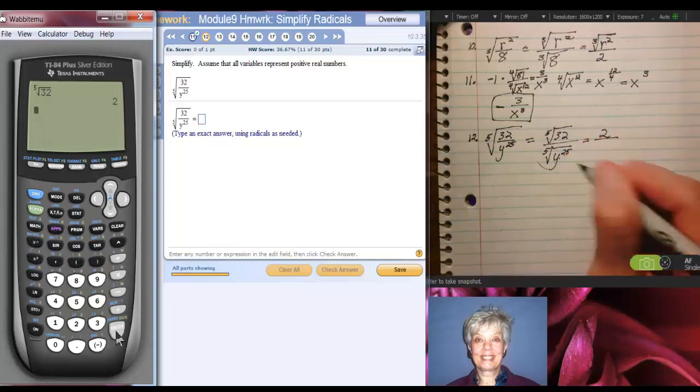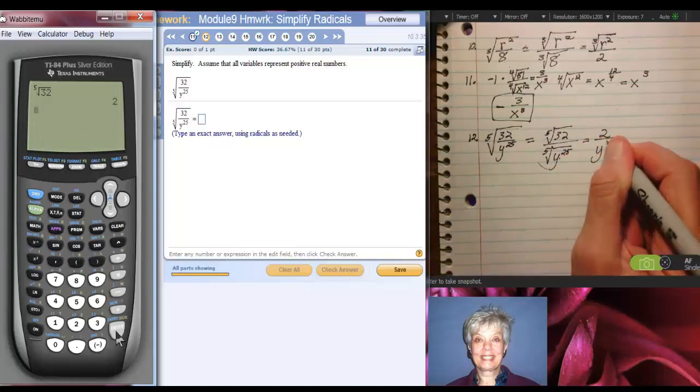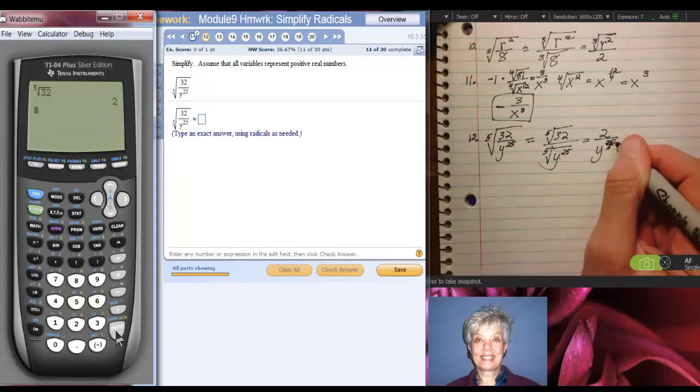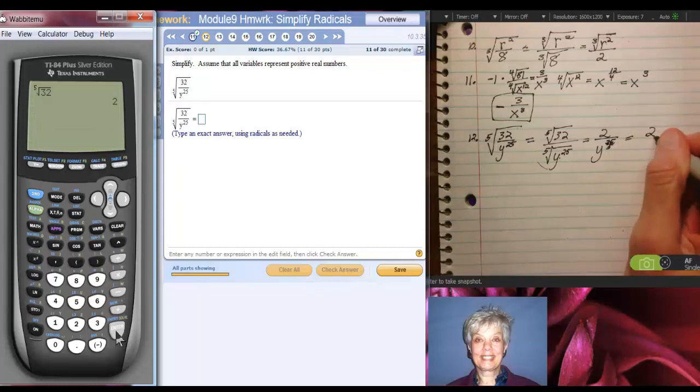The denominator, on the other hand, is going to be y to the 25 over 5. And 25 divided by 5 is 5. So our answer is going to be 2 over y to the fifth power.